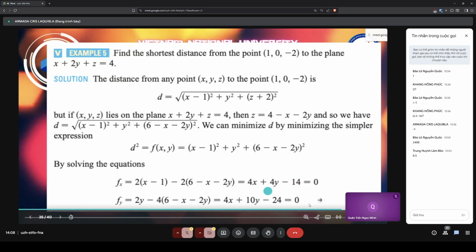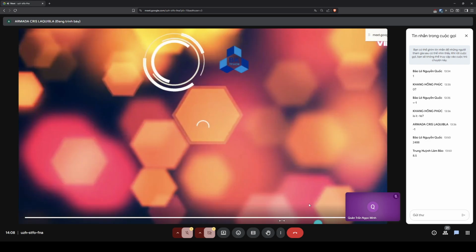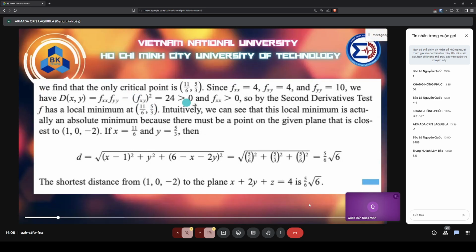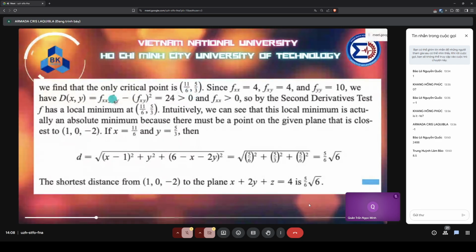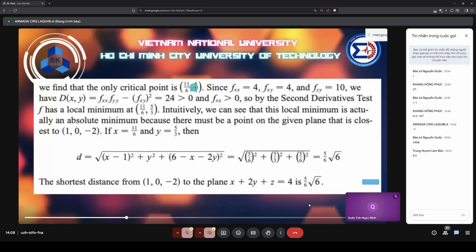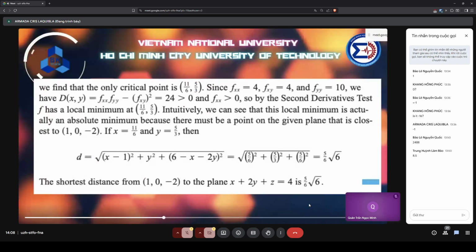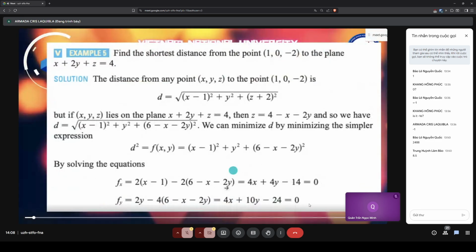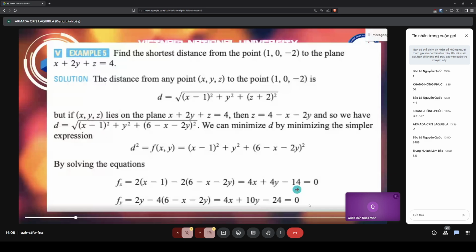Now, as you can see in your fx and fy, you only have one exponent for x and y. So what will happen here is we can only solve one value for x and y. So type that in your calculator, and your calculator will give you values for your x and y, which are the following. We have 11 over 6 and 5 over 3. And this is the only critical point that we have. Now we check if this is a local minimum. So your fxx becomes 4 because it's from here, 4x plus 4y minus 14. Fxx is 4.